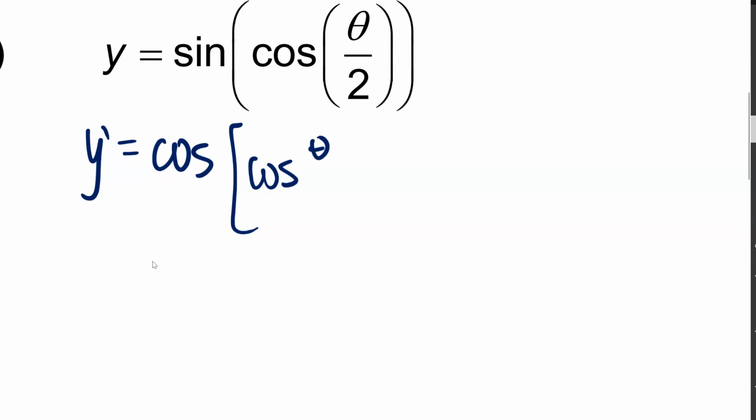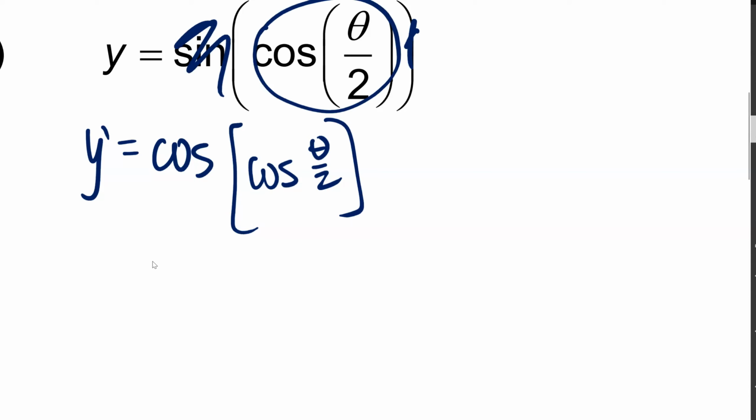Okay. So, first, we gotta take the derivative of the outside. What is the derivative of sine? Cosine. And then I have everything that was already inside. But then you have to multiply. So I dealt with the outside. Now I take the derivative of cosine of theta over 2.